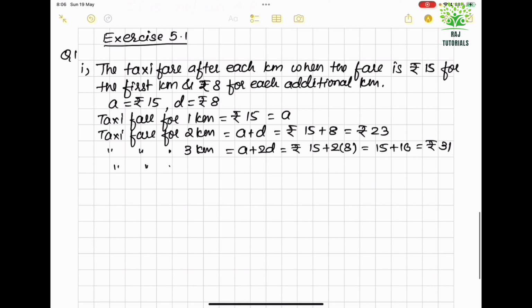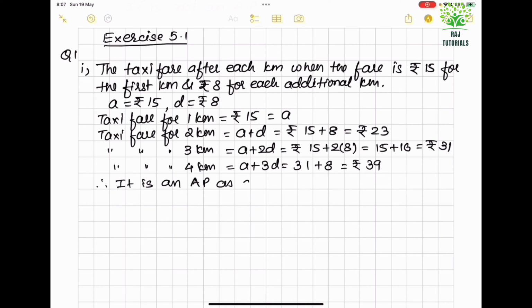Then taxi fare for 4 kilometers. See, for the third kilometer I did A plus 2D. Here I am writing A plus 3D. But what I am doing is 31 plus 8. So that also will be the same answer. So here I can say, okay, therefore it is an AP as the common difference D equals rupees 8.